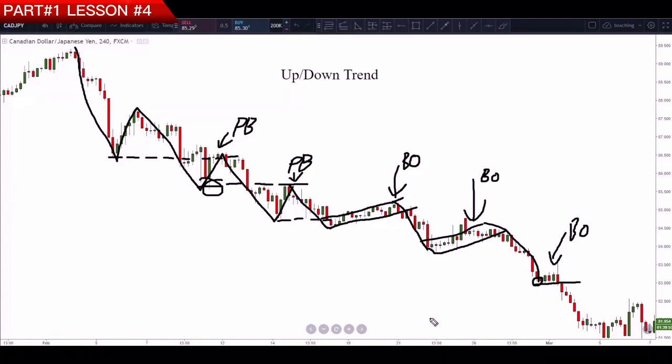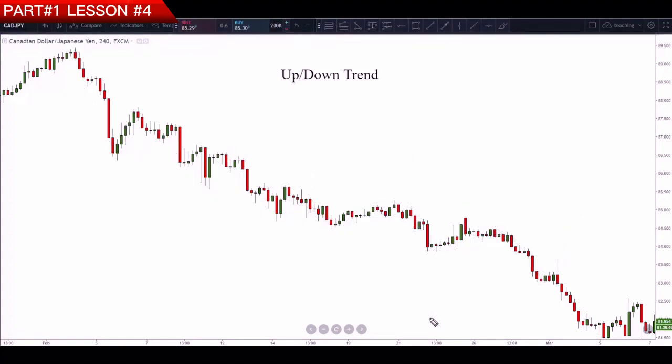An important rule to note is that previous structure support does often become resistance, and if it does not, then previous structure resistance can often become resistance as well. Let's go over that concept really quickly.